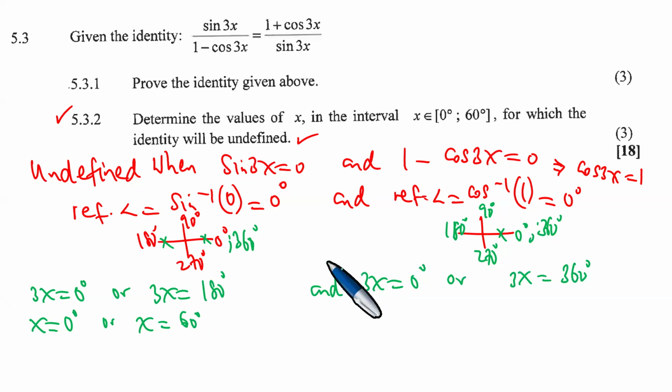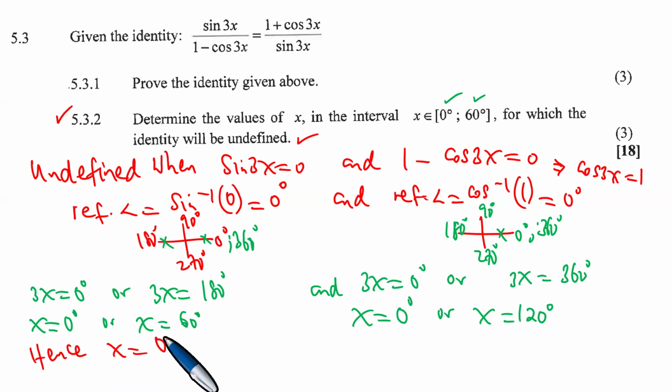Now we continue. Dividing by 3 here, we have x equals 0 degrees, or x equals, you divide here by 3, and you get 120 degrees. But now we are interested in the angles that lie there, so we need to make choices and then say hence. We need to conclude here and say hence. X equals 0 degrees because it's there. X equals 60 degrees. This one, 0 degrees. But the 120 is out of the picture.